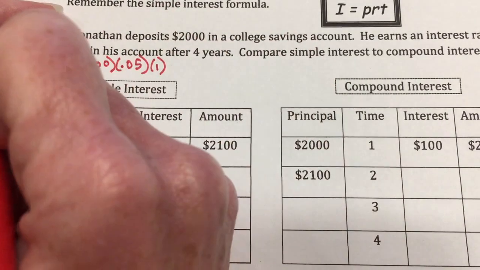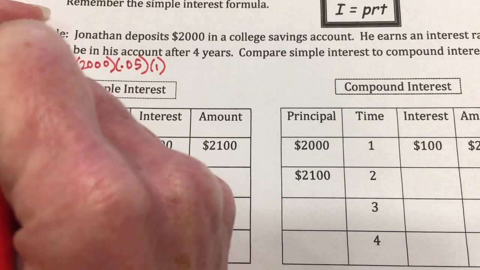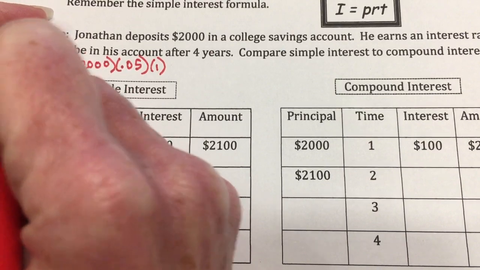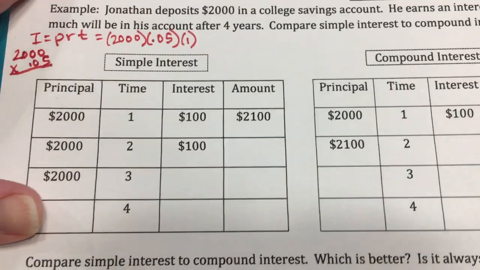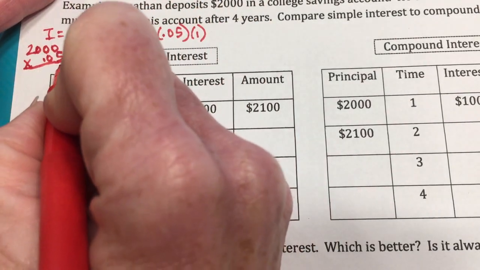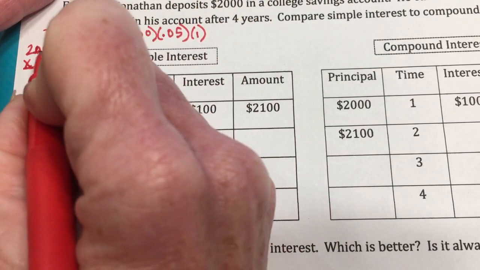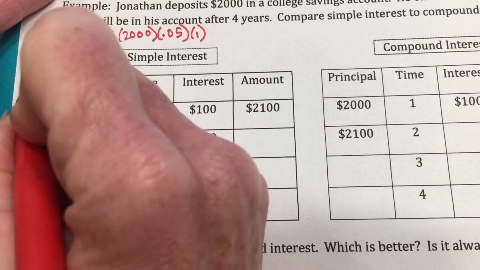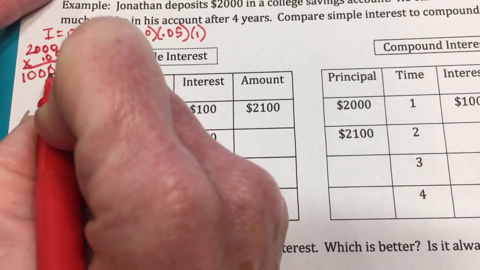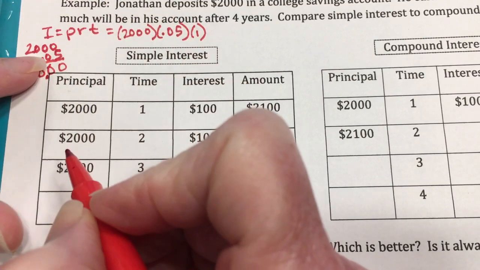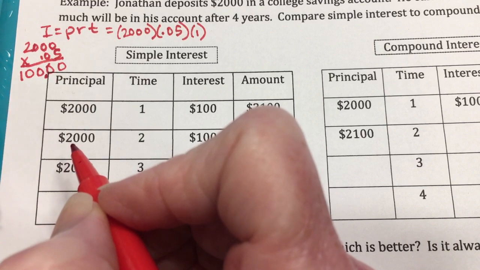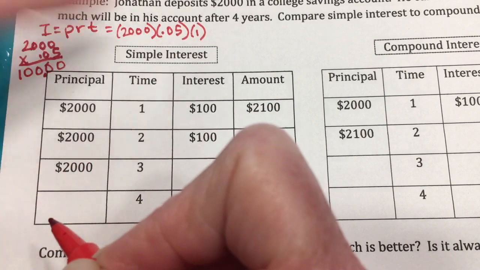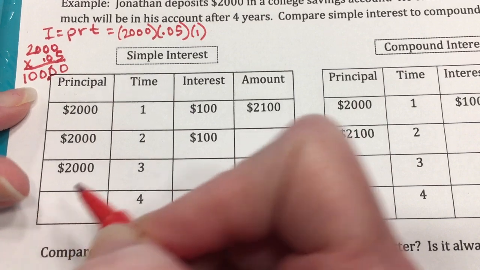All right, so now I need to multiply 2,000 times 0.05. Sorry, this is really hard to write on. 5 times 0 is 0, 5 times 0 is 0, 5 times 0 is 0, 5 times 2 is 10. And then there are 2 decimal places, so I'm going to move it over 2 places. I don't need to do this 0 right here because that would just give me all zeros. So at the end of the year, he's earned $100 in interest, right?